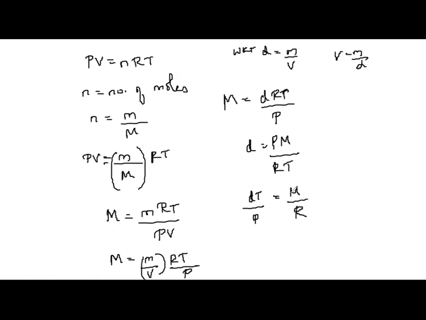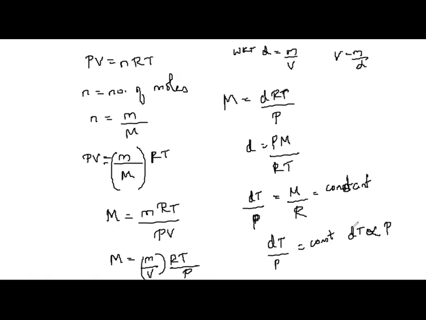It is equal to M by R, where M is the molecular mass and R is the universal gas constant. Molecular mass remains constant. Therefore, that is equal to a constant. Therefore, d T by P is equal to constant, or d T is equal to constant into P, or I can write it as directly proportional to T. So the product of density and temperature is directly proportional to what? It is directly proportional to pressure.